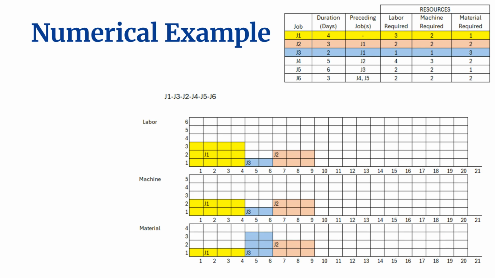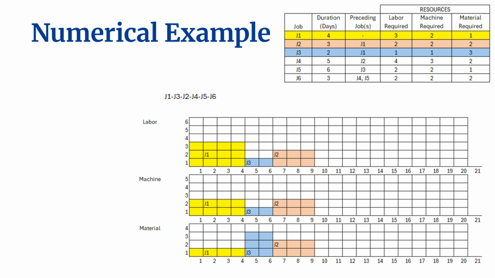This illustrates a critical principle in RCPSP. Satisfying precedence alone is not enough. All required resources must be simultaneously available. Therefore, J2 cannot begin at time 5. It must wait until the material constraint is resolved.